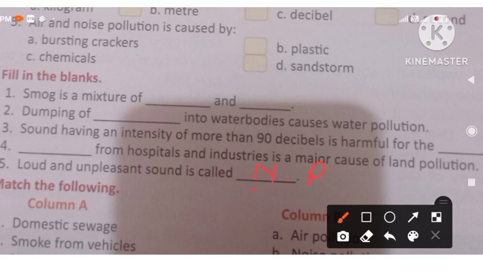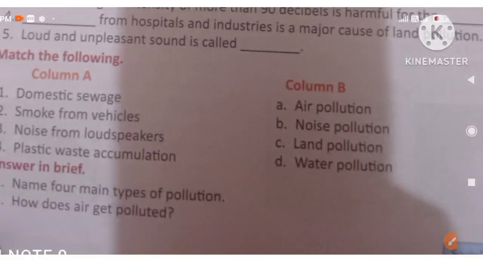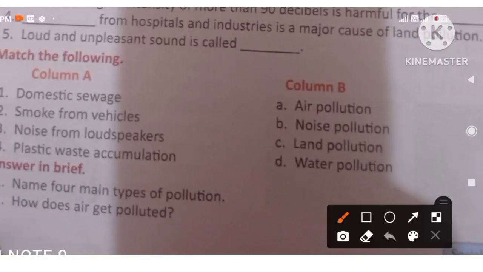Next, last, match column A to column B. Domestic sewage, water pollution. Smoke from vehicles, air pollution. Noise from loudspeaker, noise pollution. And plastic waste accumulation, land pollution.